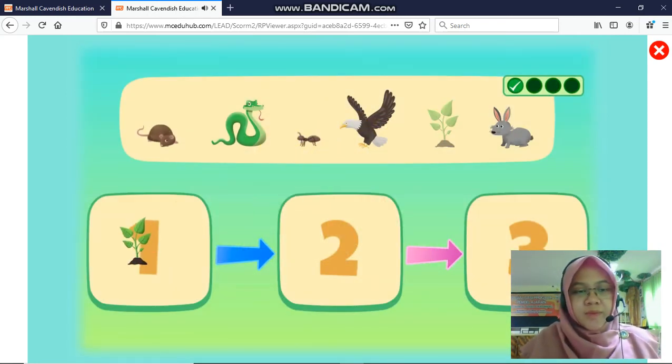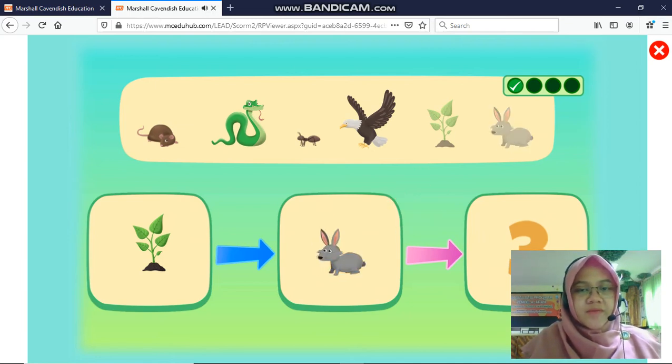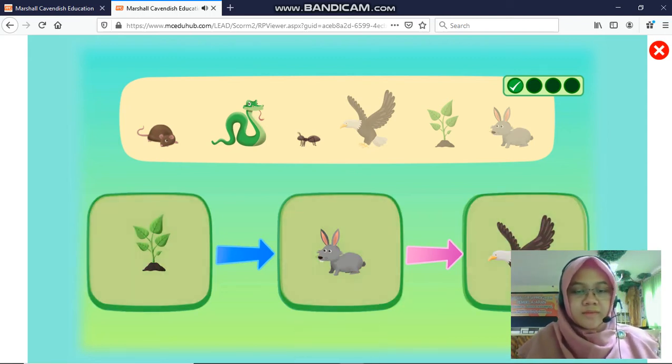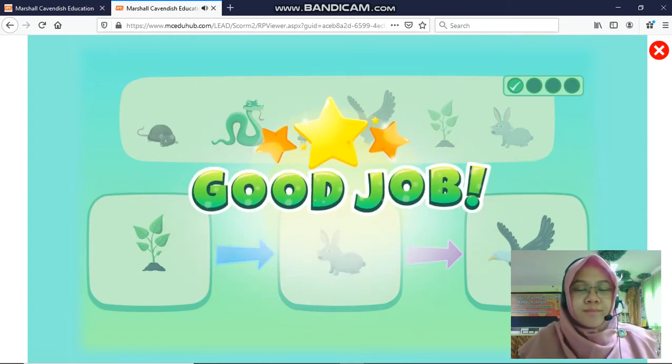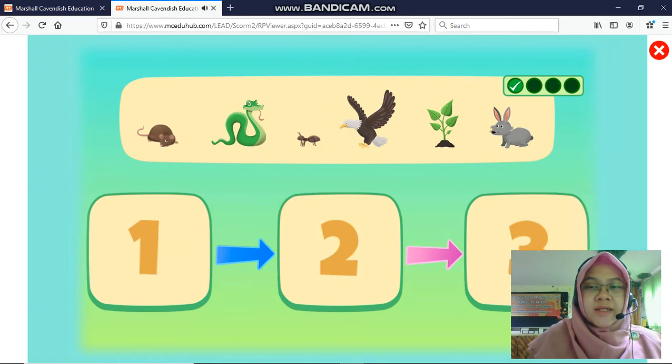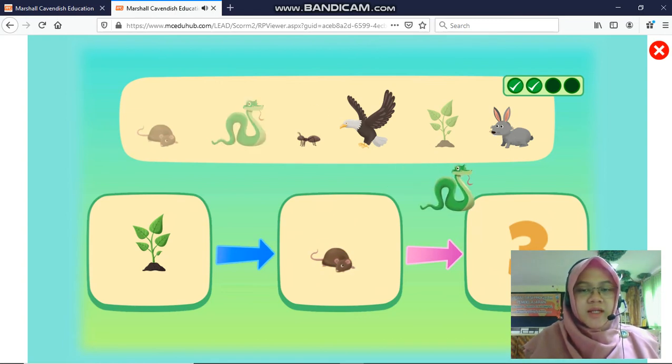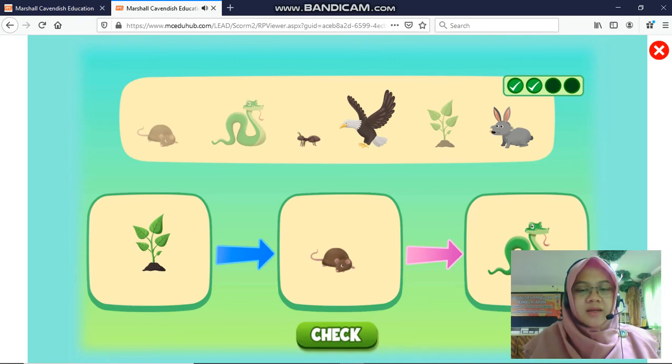Checklist. Next, plant in the first food chain, and then rabbit again, and then after that eagle. Eagle eats rabbit. Rabbit eats plant. Check it. Good job. Second checklist. Okay, the third food chain consists of three living things. The first is plant, the second I try to choose mouse, and then the snake at the end of the food chain. Check it.